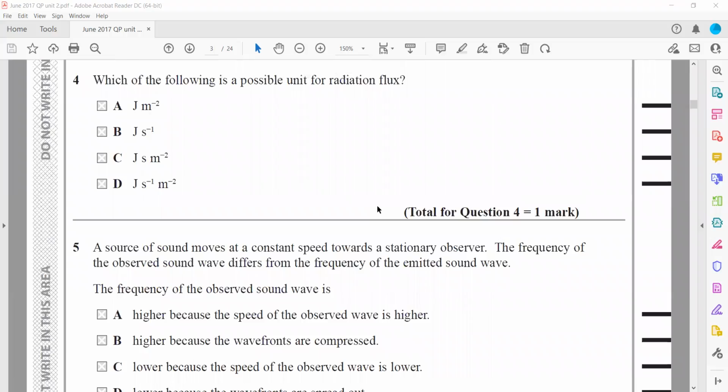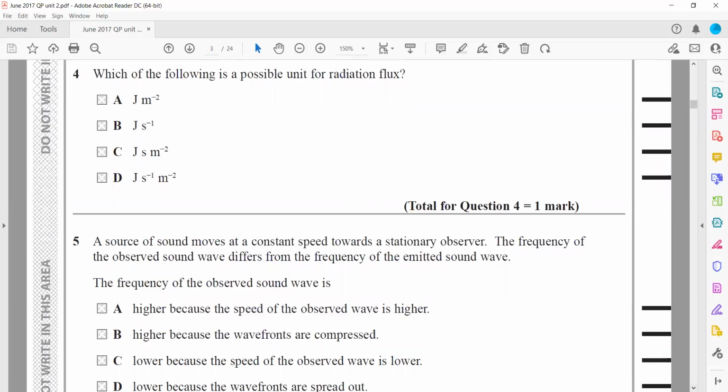Then, which of the following is a possible unit of radiation flux? Radiation flux means how many radiations are coming on unit area every second. So radiation flux is actually power per unit area. And what is power? Power is watt, and area is meter square. And what is watt? It is joules per second. So I can say joules per second divided by meter square. When I simplify, it will be joules second inverse meter minus 2. So it matches with option D.